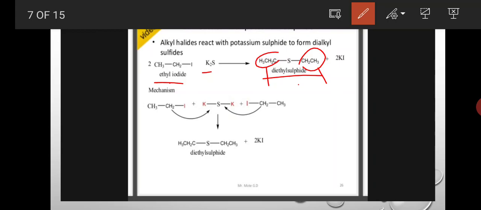Same here, what is the mechanism? We are taking 2 moles of ethyl iodide. These 2 alkyl halide carbons form a bond with sulfide, and the two K plus and I minus react with each other and form 2 KI, and diethyl sulfide is formed.